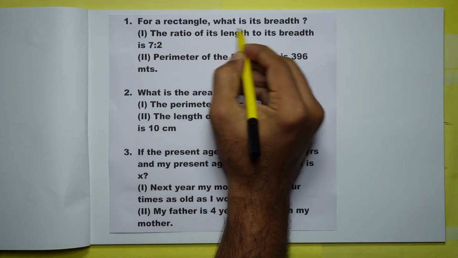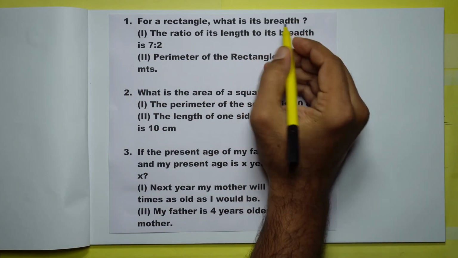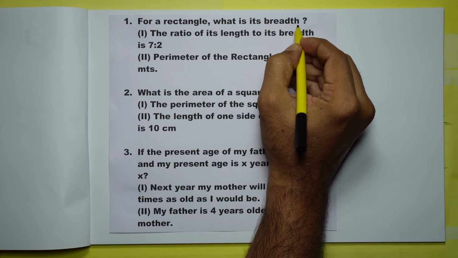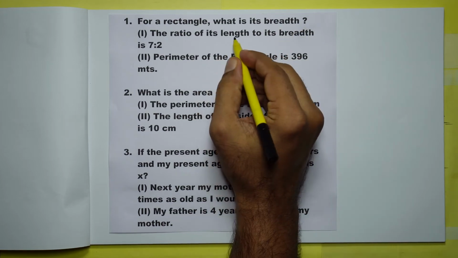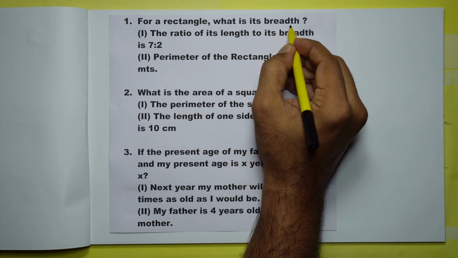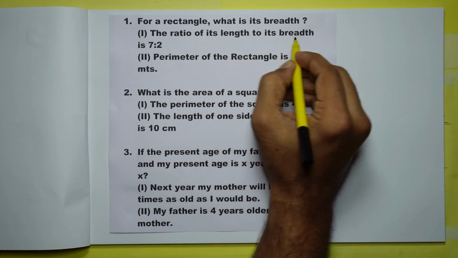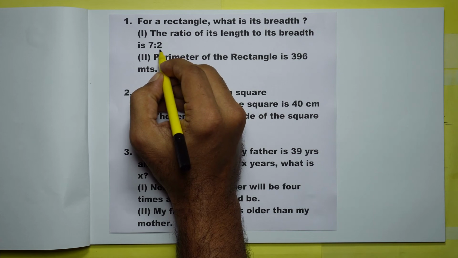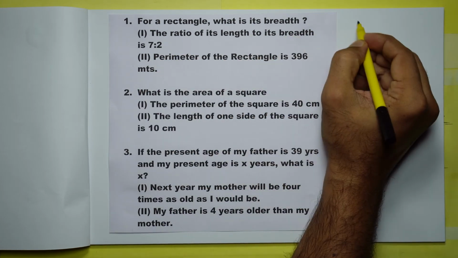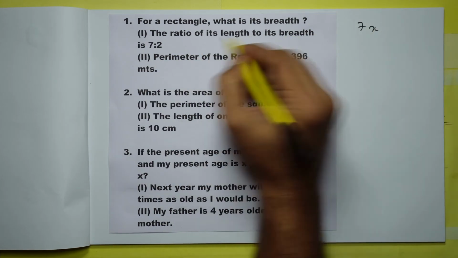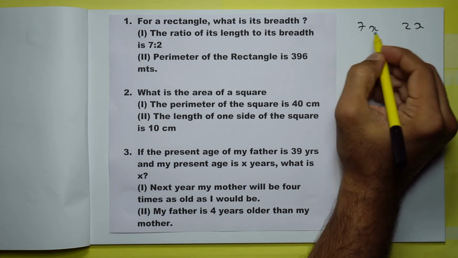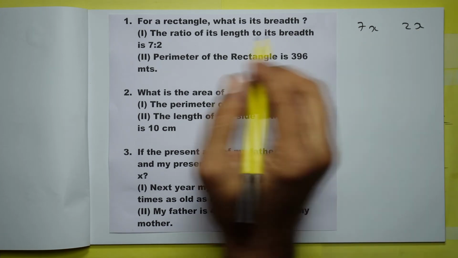For a rectangle, what is its breadth? So we have to get the exact value of the breadth and how much data is necessary to get the exact value of the breadth. The ratio of its length to its breadth is 7:2. So you can take the length to be 7x, then the breadth will be 2x. So they are in the ratio 7:2.